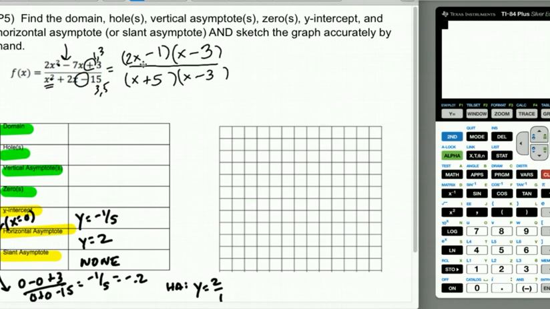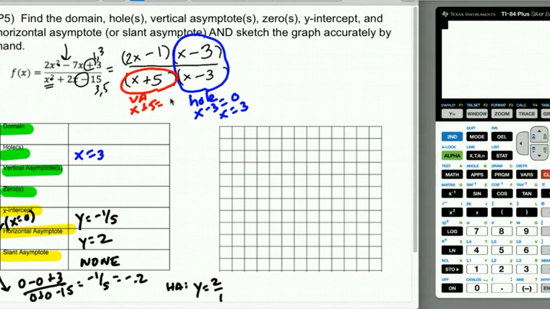And sure enough, if I FOIL to check, I get 2x squared, a minus 6x and a minus 1x, that's my minus 7x, and a plus 3. So once I have that, I now know that this is the factor that cancels. So there is going to be a hole where x minus 3 is 0, which gives me x equals 3. I'm going to have a vertical asymptote at the denominator factor that doesn't cancel. So x plus 5 is 0, which means my vertical asymptote is x equals negative 5.